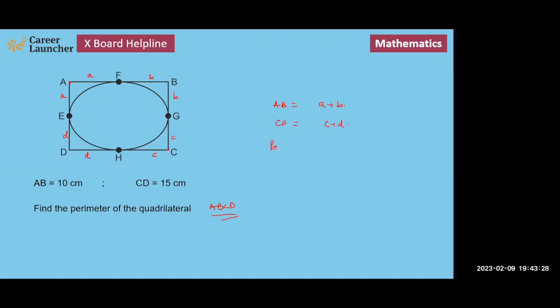And what is the perimeter? Perimeter of ABCD is equal to 2A plus 2B plus 2C plus 2D, or twice of A plus B plus C plus D, which is equal to twice of AB plus CD. So we know the values of AB and CD. So perimeter of ABCD is equal to twice of 10 plus 15, which is equal to 50 centimeters.